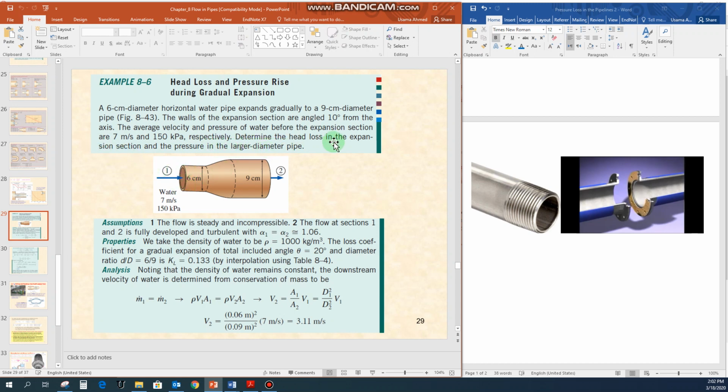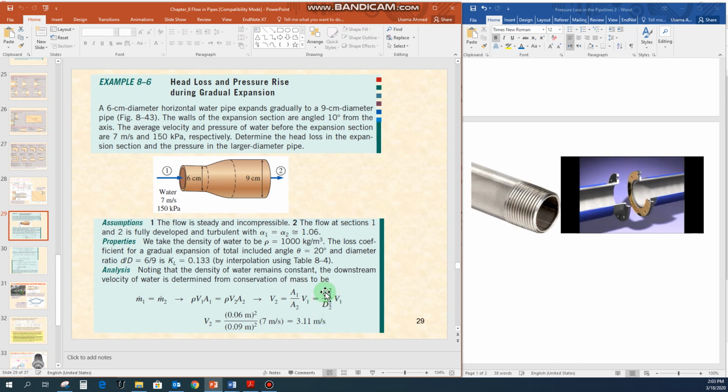So we have to find the head loss in this system and the pressure in the larger diameter pipeline. First of all, how can we solve this problem? We need to calculate the mass flow rate of the fluid within this pipeline. The mass flow rate at the inlet will be equal to the mass flow rate at the outlet. You can write it in terms of density, velocity 1, and cross-sectional area 1, and at the outlet density, velocity 2, and cross-sectional area 2. The density is constant, so you can remove the density and rearrange the equation in terms of velocity.